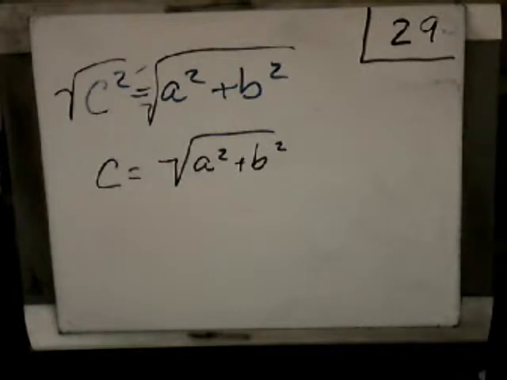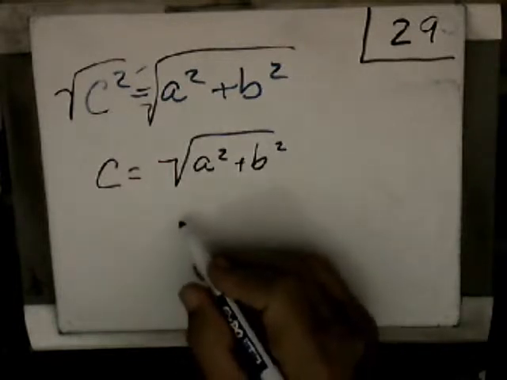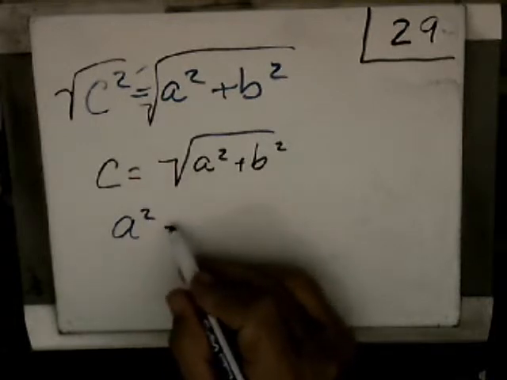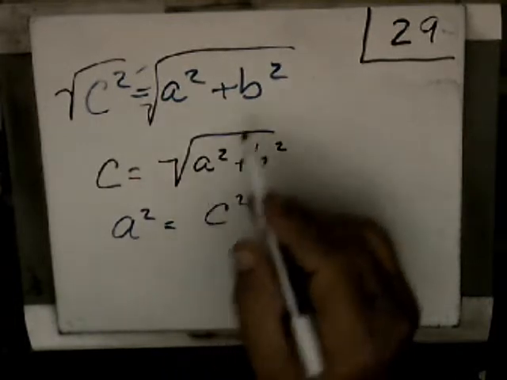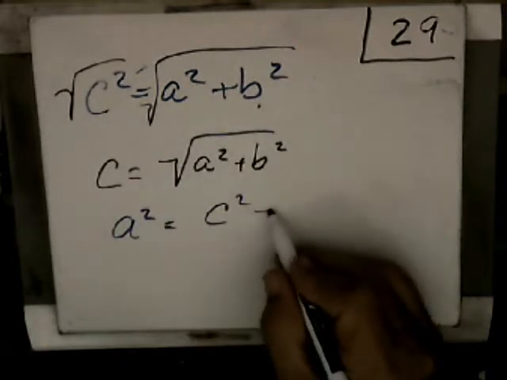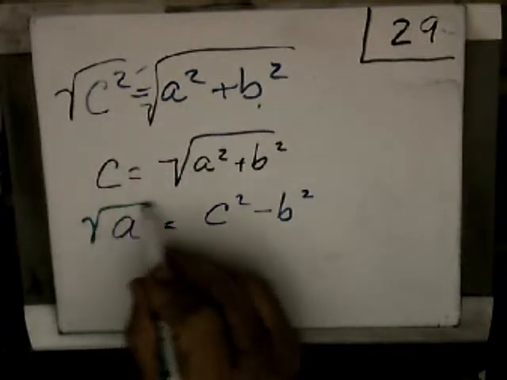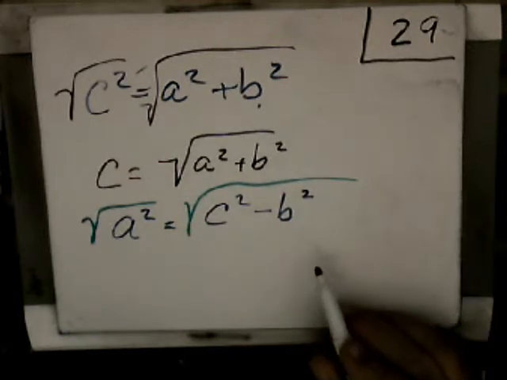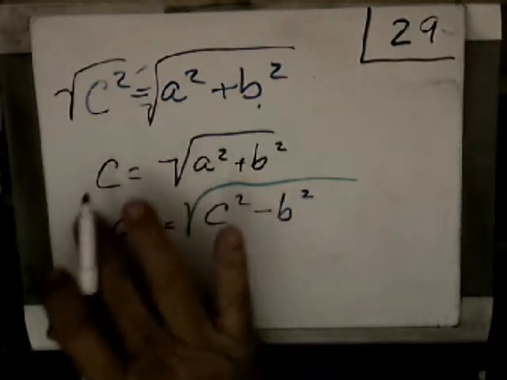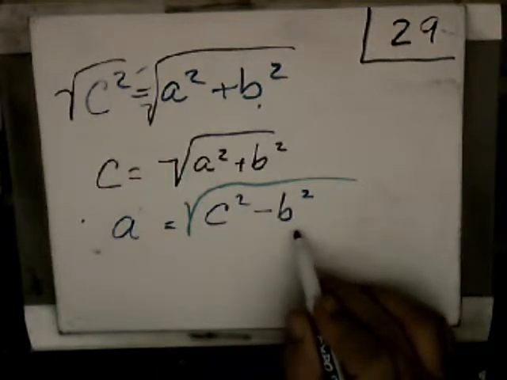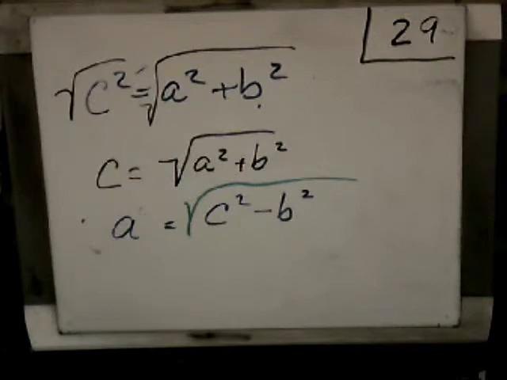Well, what if I wanted to find the value of A? Well, I have A squared, and I had C squared initially on the other side, and so I'm going to take the B to the other side as a minus B squared. Here again, if I'm looking for just A, I'm going to take the square root of this side and the square root of this side. So the leg A is equal to the square root of C squared minus the opposite leg squared. And quite often you will use that particular thing to find one of the legs.